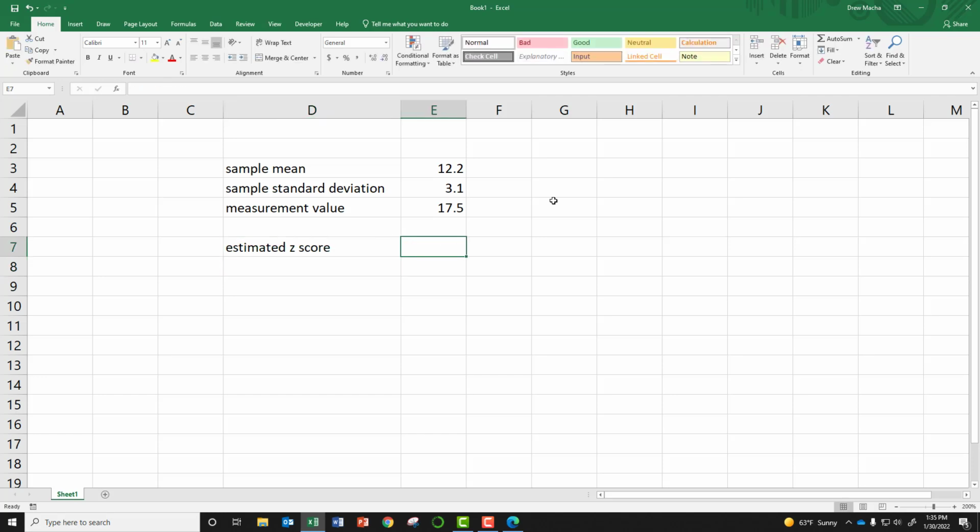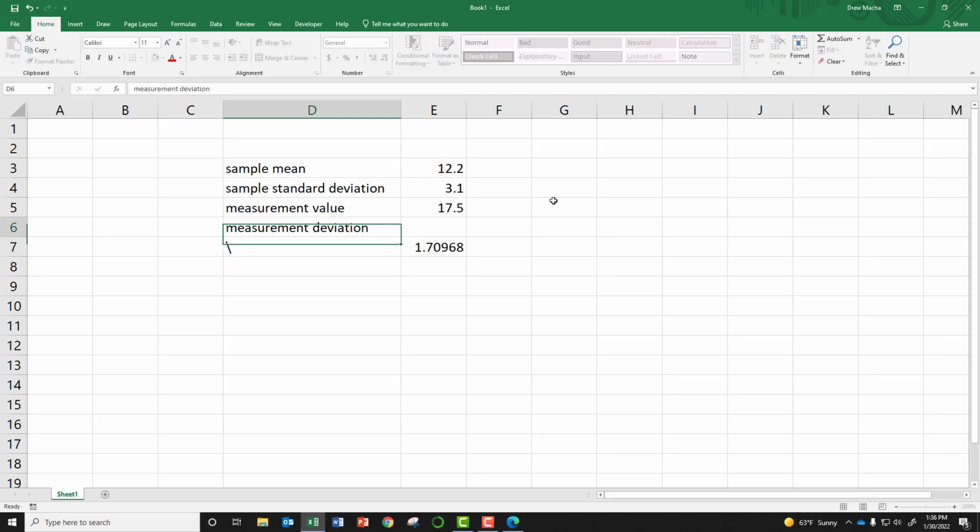Then our z-score is going to be, in the numerator, the difference between the measurement and the mean divided by the sample standard deviation. So the deviation, you could talk about the measurement deviation as being just the difference between the measurement and the mean, how much the measurement deviated from the sample mean. And then our z-score is just the ratio of that deviation to the standard deviation. So deviation divided by standard deviation. That'd be our estimated z-score.